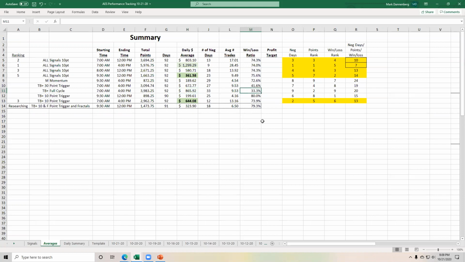Also has the highest amount of losing days. That's right, 33 losing days. If you're committed to trading 7 to 4, why don't you take all the signals and average $1,300 a day with a 74% win rate, and you only have 9 losing days. This data has guided us away from some approaches and has allowed us to narrow our focus to other approaches. In terms of when someone else was asking what the performance was for trend bias and fractals, that performance that we were speaking of is locking in the 5 or 10 point gains.